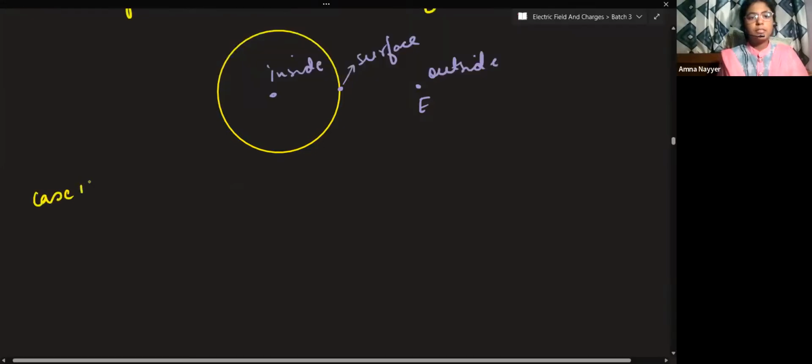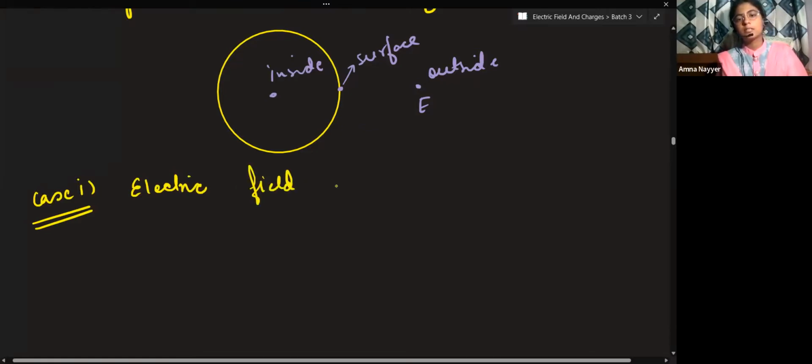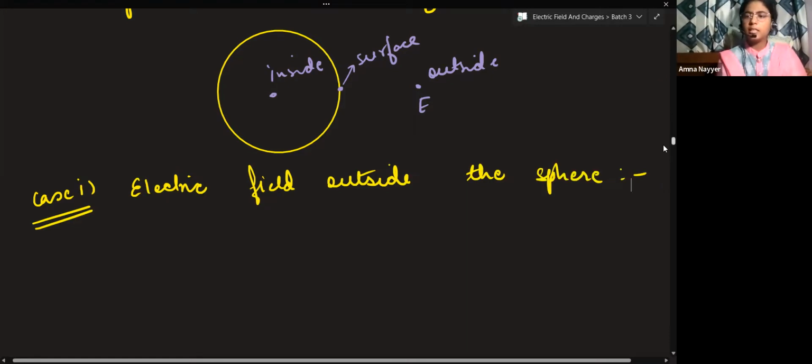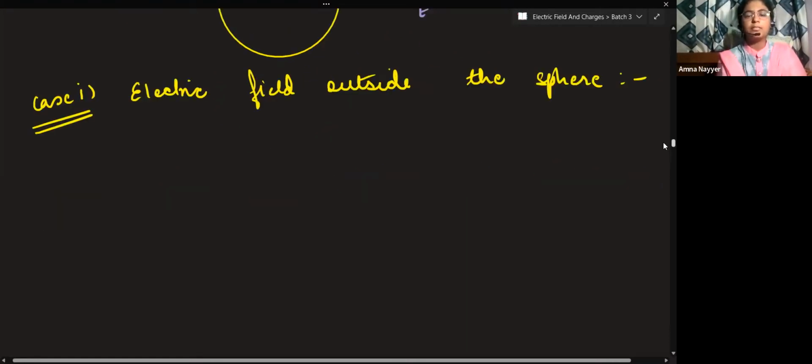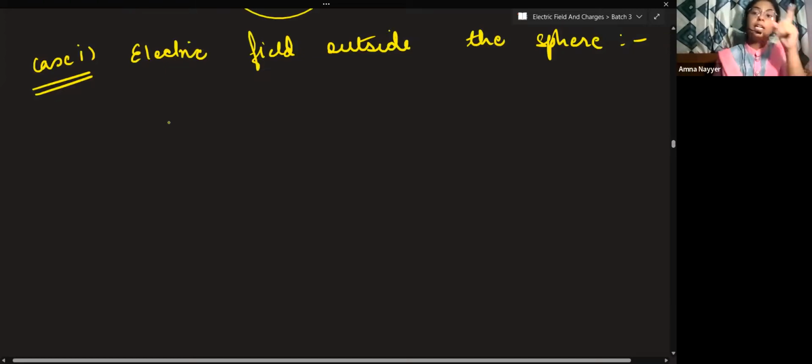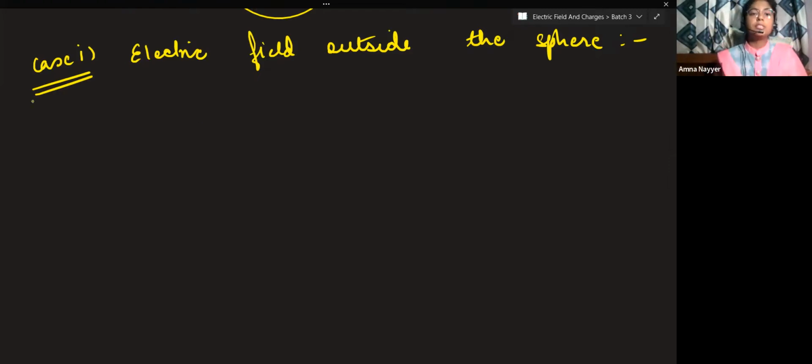Case 1 is when we find the electric field outside the sphere. First case we are taking. These three cases are there. First we'll deal with the first case. Now, if the point is lying outside, it means I have to enclose this point. If it was inside the sphere or on the surface, then there was no need of any Gaussian surface. Now I have to draw a Gaussian surface.